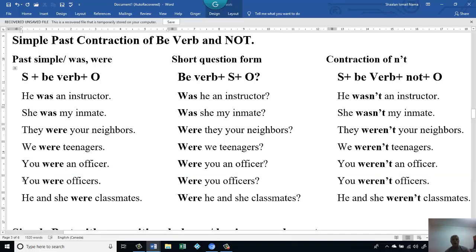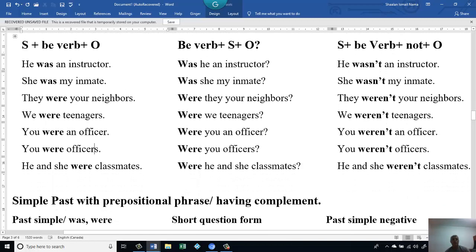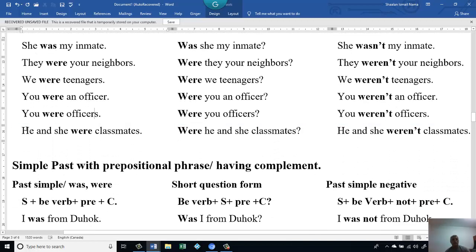Then if I speak to a group of people, I say, you were officers. I have to add s here because I'm talking to a group of people. Then the short question form: were you officers? Then we're going to say, you were not officers. Same thing with he and she. If we have more than one, he and she were classmates. Then we say, were he and she classmates? Yes, he and she were, or no, they were not, or yes, they were. He and she were not classmates.